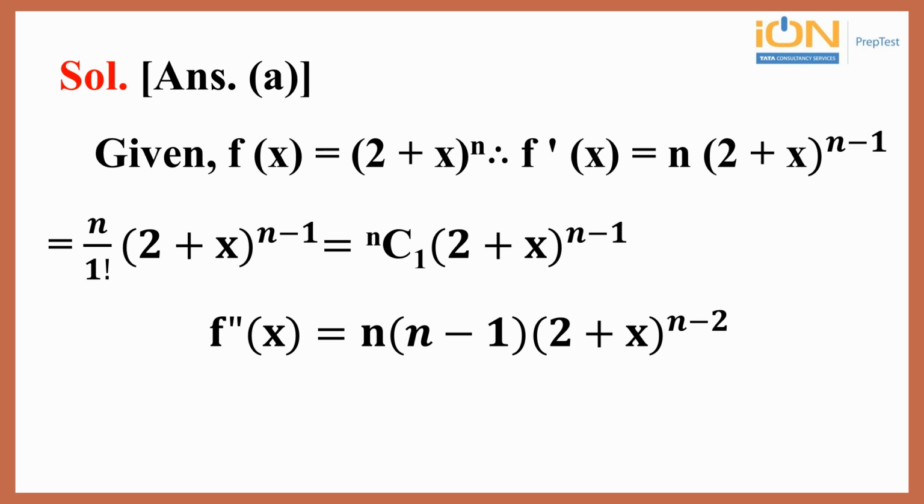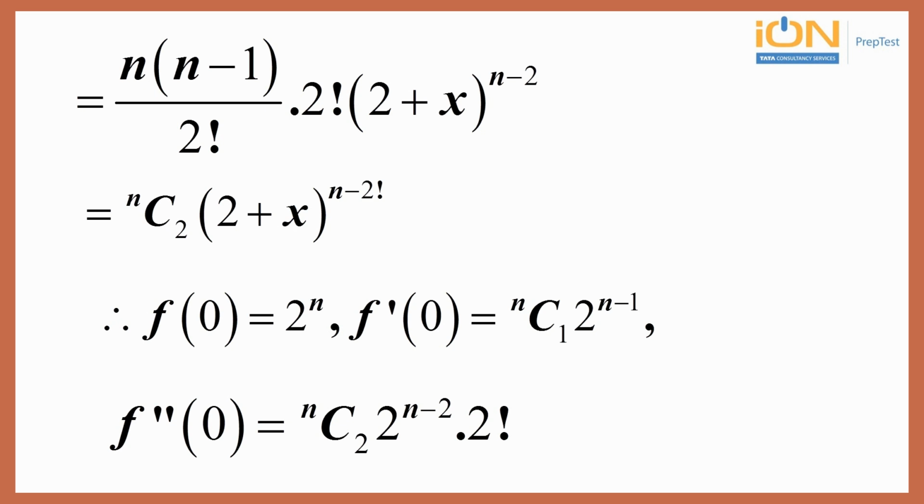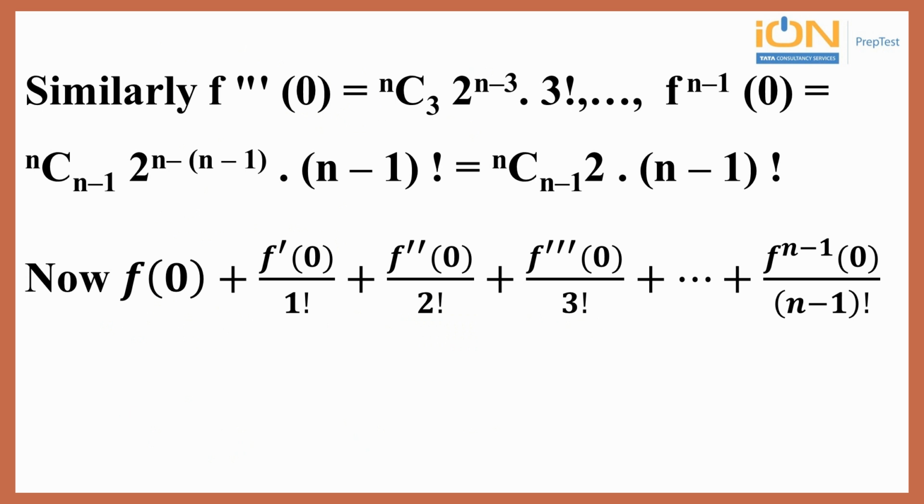We are given that f of x is 2 plus x raised to the power n. That gives us f dash of x to be n into 2 plus x raised to the power n minus 1. F double dash of x will be n into n minus 1 into 2 plus x power n minus 2, so on and so forth. So we can rewrite this f double dash of x to be nC2 into 2 plus x raised to the power n minus 2. So f of 0 is 2 power n, f dash of 0 is nC1 into 2 power n minus 1, f double dash of 0 is nC2 into 2 power n minus 2 into 2 factorial. Continuing like this, f triple dash of 0 will be nC3 into 2 power n minus 3 into 3 factorial. Going on this way, the n minus 1th derivative of f at 0 will be nC(n minus 1) into 2 raised to the power n minus of n minus 1 into n minus 1 factorial.